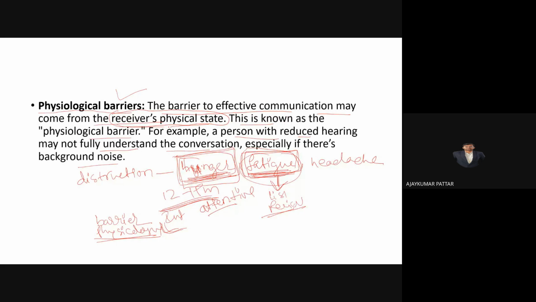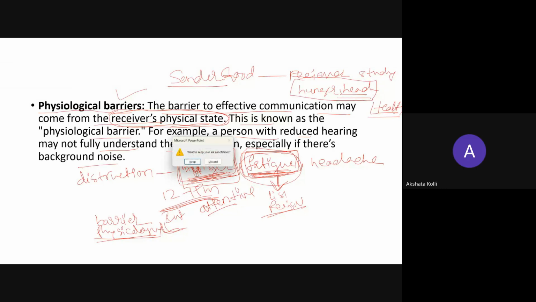Here the receiver's physical state is important. The sender's physiological state is good, but the receivers, the students, for example, have hunger, fatigue, or we can also consider health, which affects whether they are attentive in the class. That is called a physiological barrier. Up to this, all of you understood? Any doubt? Hello? Yes, sir, understood.